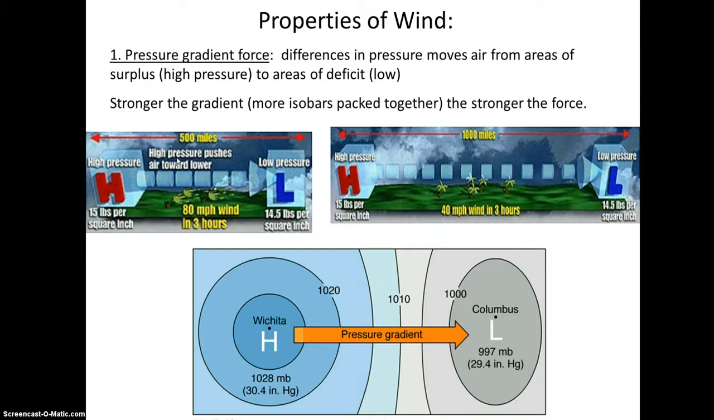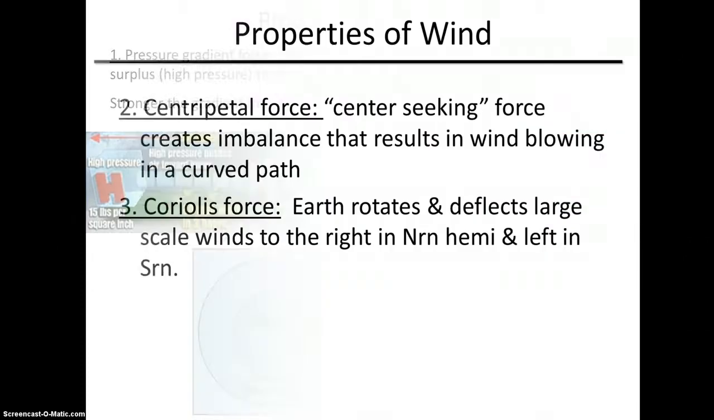Now, when you're looking at the pressure gradient force, the closer those highs and lows are together, the faster the winds are going to be. So the more tightly packed the isobars are, those lines of constant pressure, the stronger the wind. The further apart the isobars or even the two pressure systems, the less wind is going to be in between. So the pressure gradient force is greater the closer the high pressure and the low pressure are to each other on the surface.